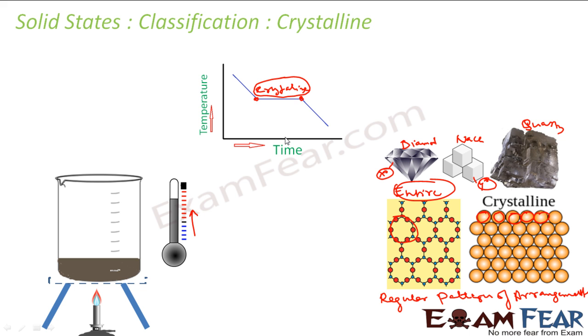Also they are anisotropic in nature. When I say anisotropic, that means their physical properties, like electrical resistance and refractiveness, show different values when measured across different directions in the same crystal. For example, in this case itself, you try to measure electrical conductivity in this direction.